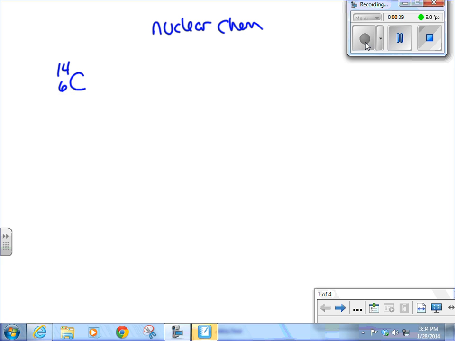That's a charge on the nucleus. It's also the number of protons and the atomic number, okay? This is your isotopic notation. This is your radioisotope, something that might decay, might spontaneously spit out a particle.